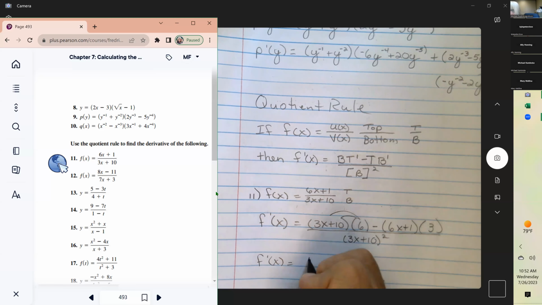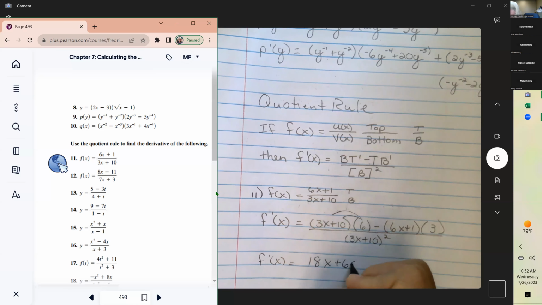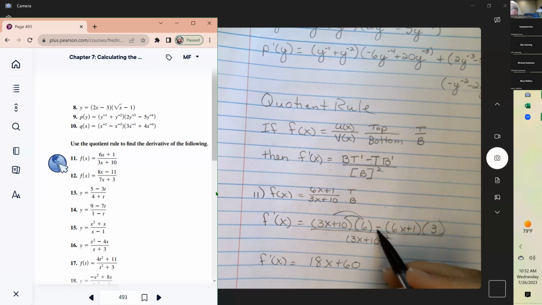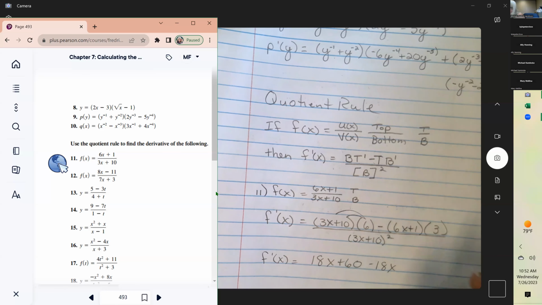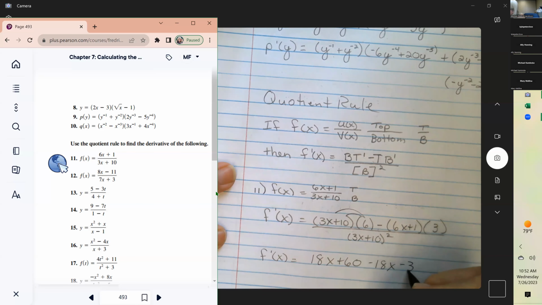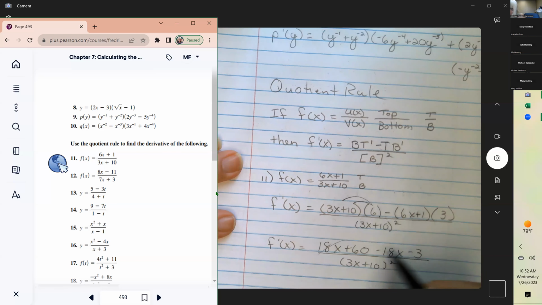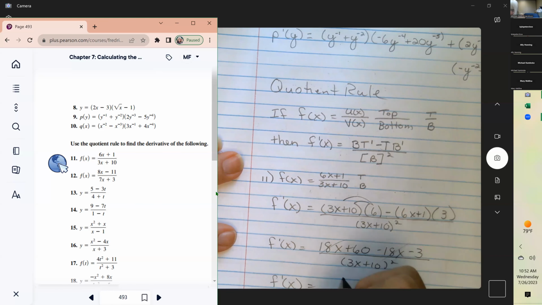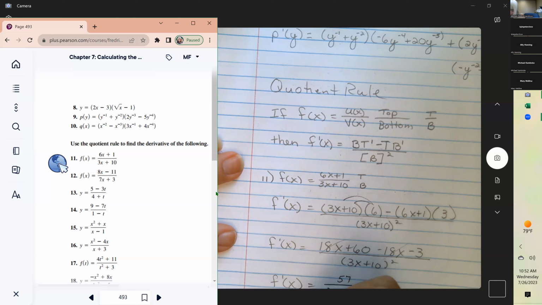Six times 3, 18x plus 60. Now here I'm distributing a -3. -3 times 6, -18x. -3 times 1, -3. Over the bottom squared. Notice the 18x's cancel. And we have a positive 57 on top.